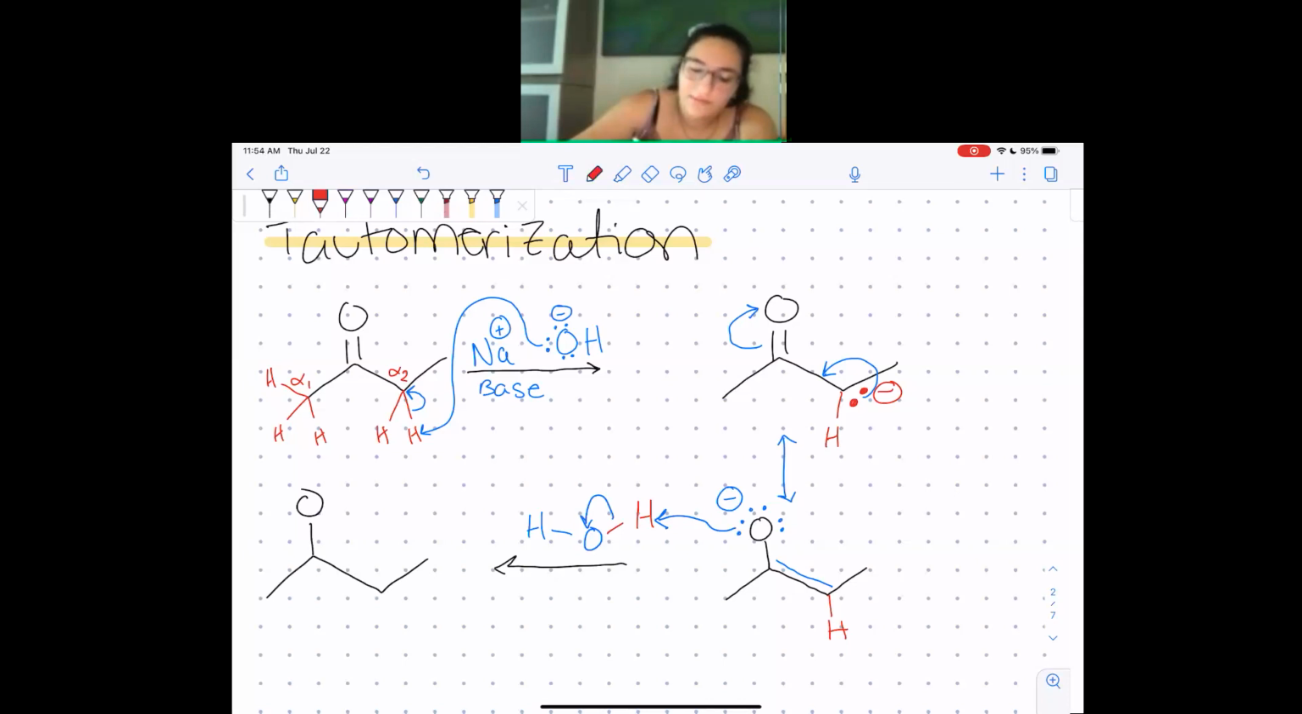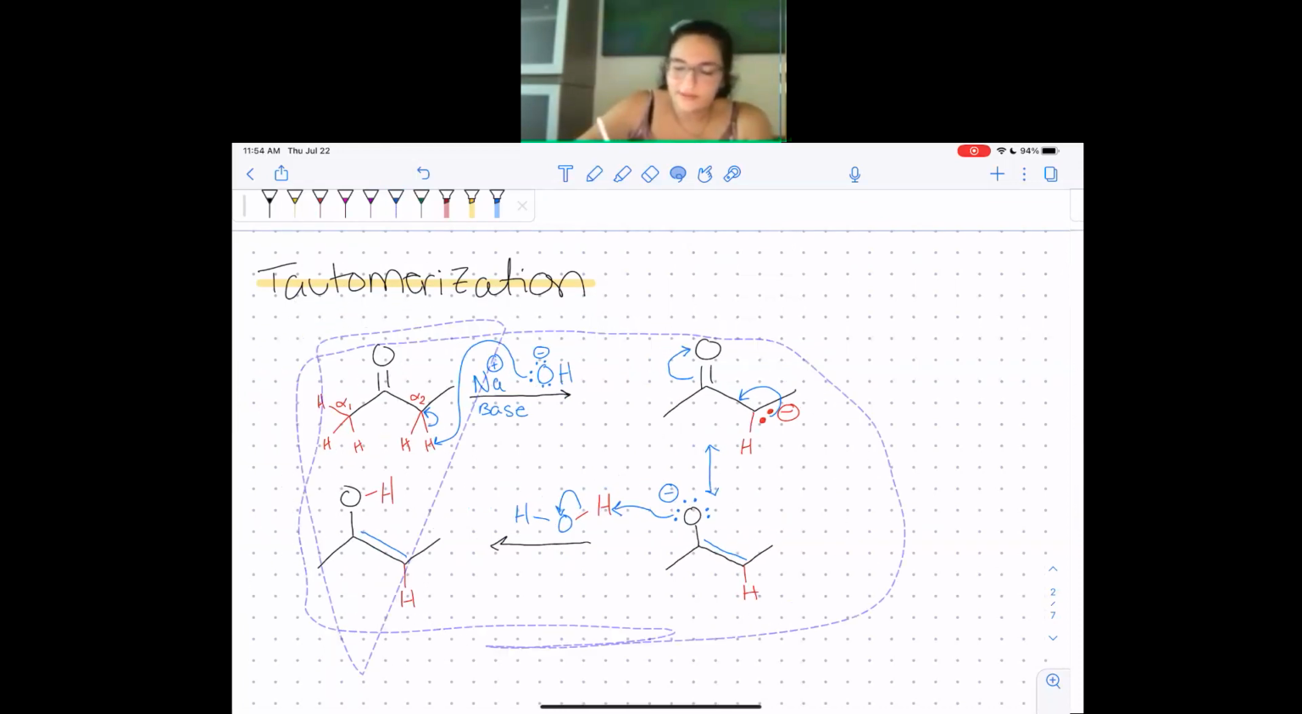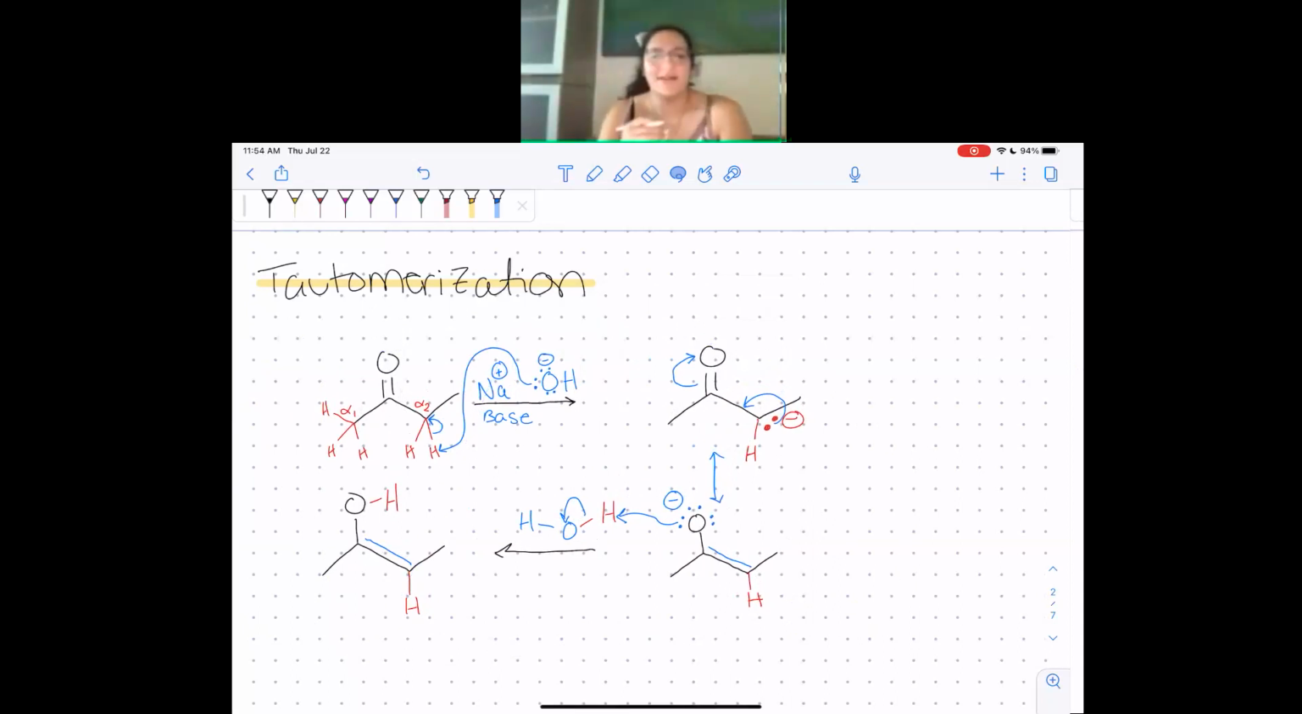OH. We have one hydrogen left on alpha 2. And we have this double bond. So I'm going to zoom out so you can see the whole reaction. It's only a few steps, not too wild. Wow, I keep joking. Not too wild, I hope. And I will give you a moment.